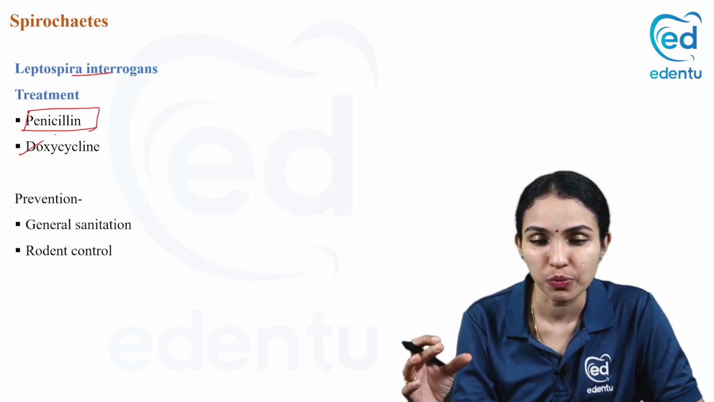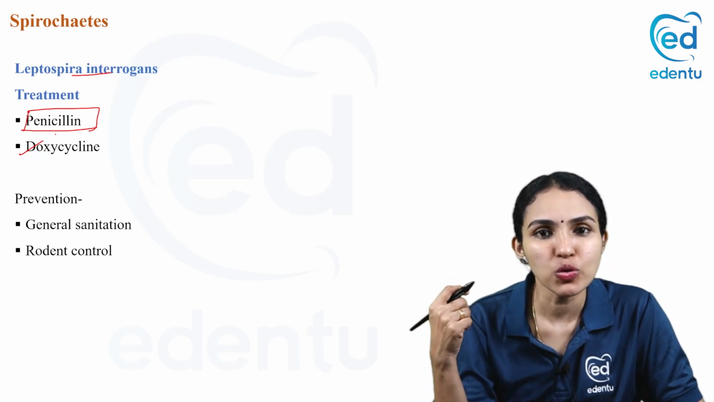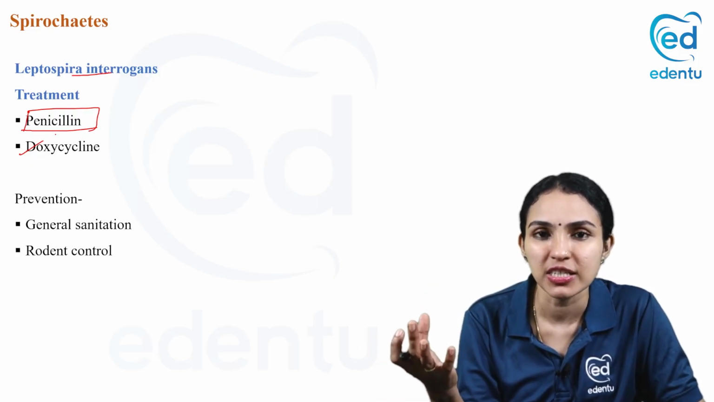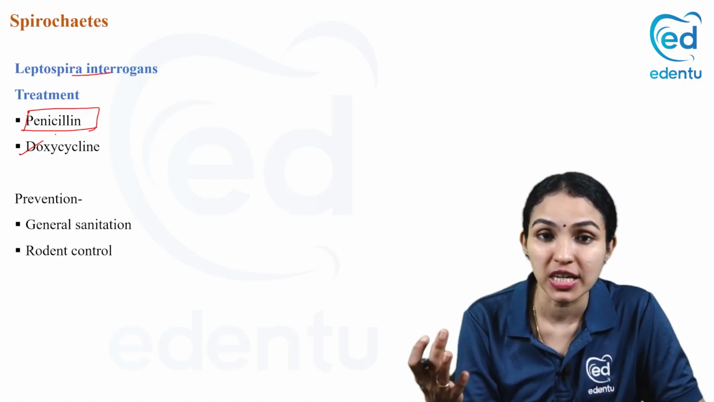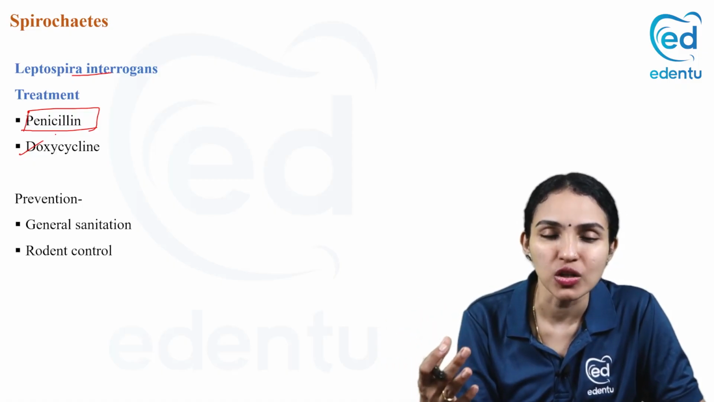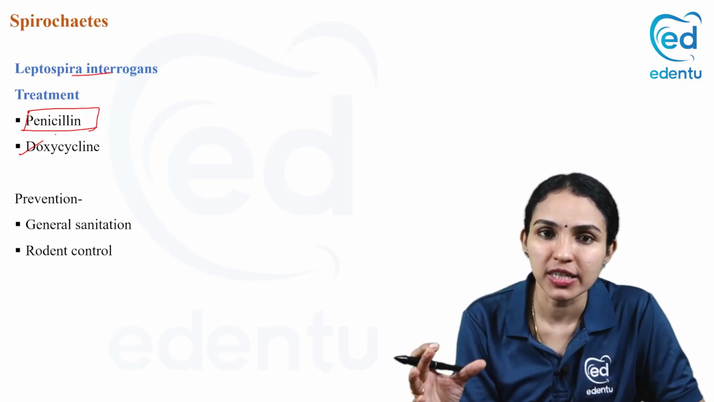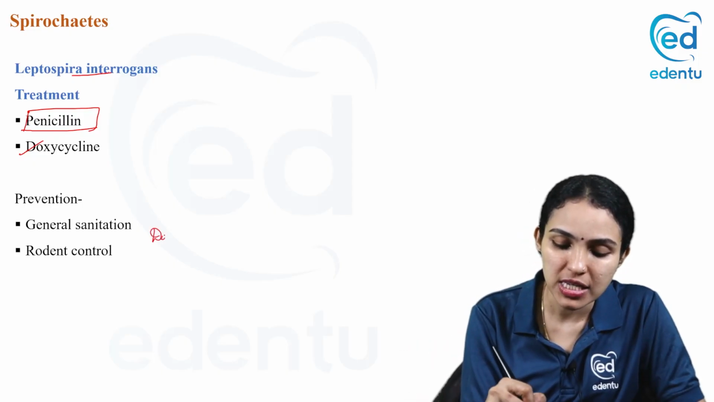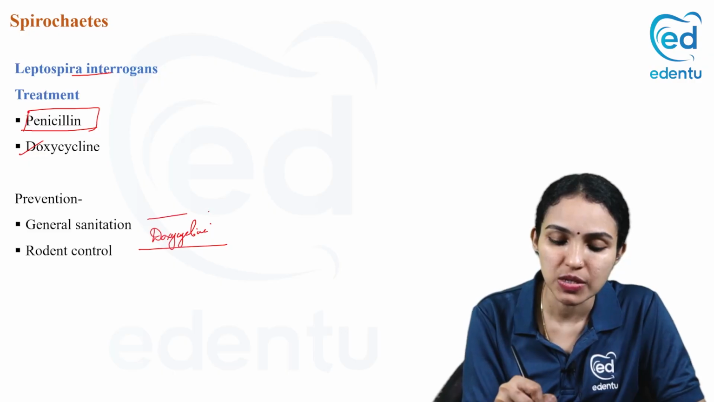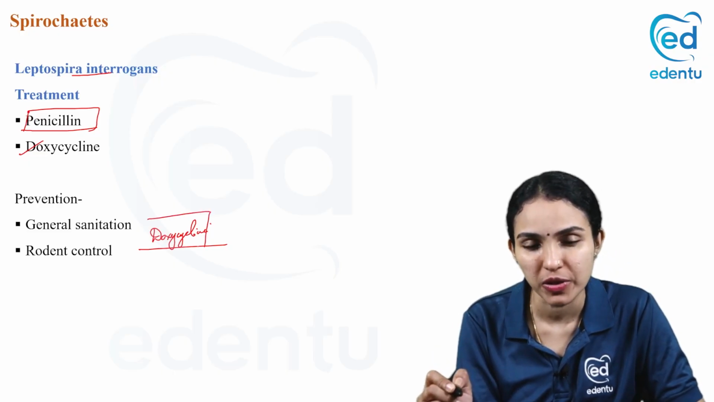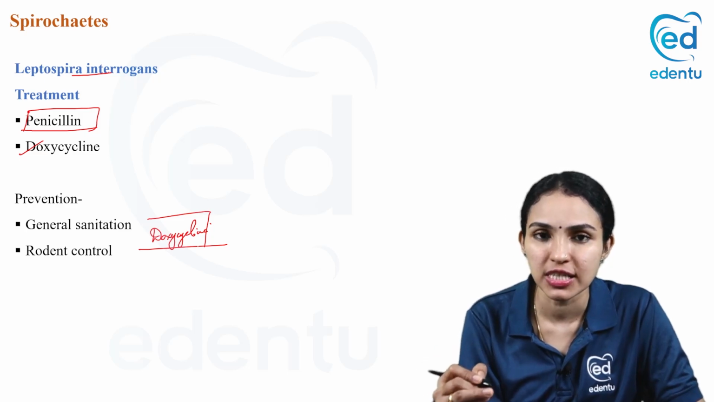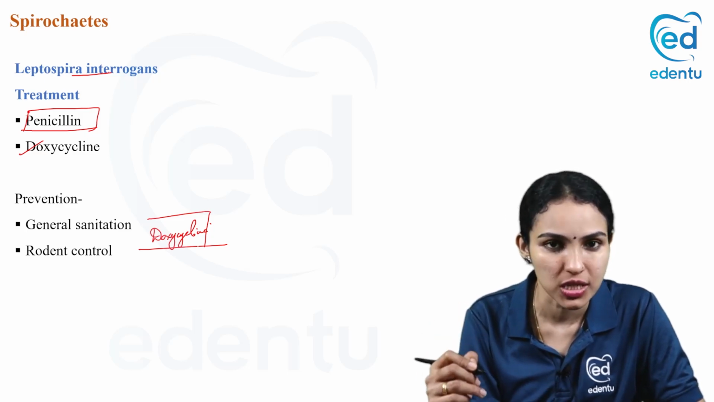Rodent control is important. If a person is exposed to rodent-contaminated urine or contaminated water, especially during floods, like those people involved in flood rescue operations, you give prophylactic antibiotics, and for prophylaxis also we give doxycycline. So doxycycline is a very good drug for prophylaxis of leptospirosis. If you talk about treatment, the first drug is penicillin. An alternative drug in mild cases is doxycycline.